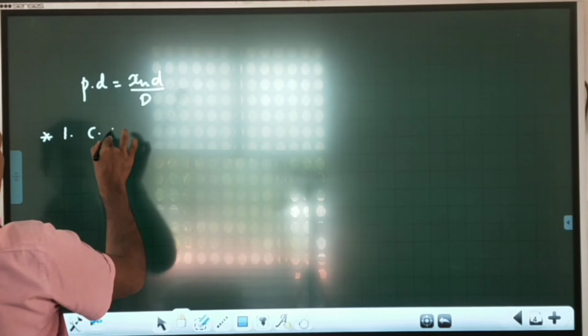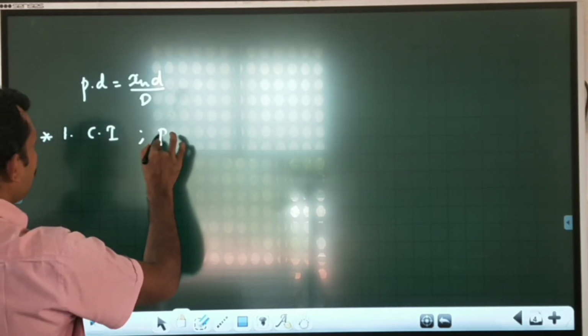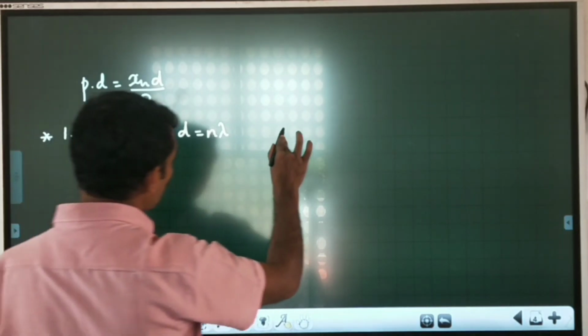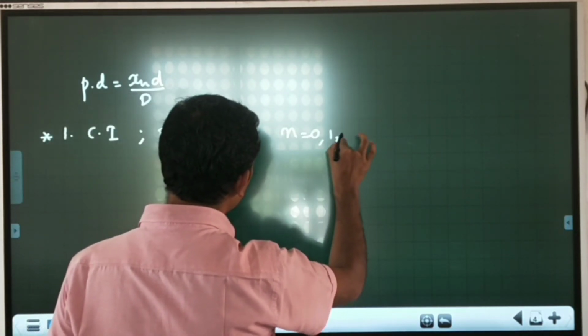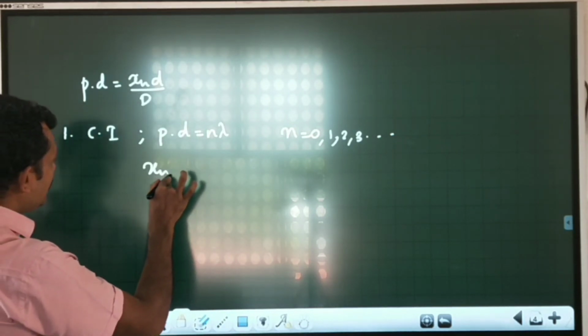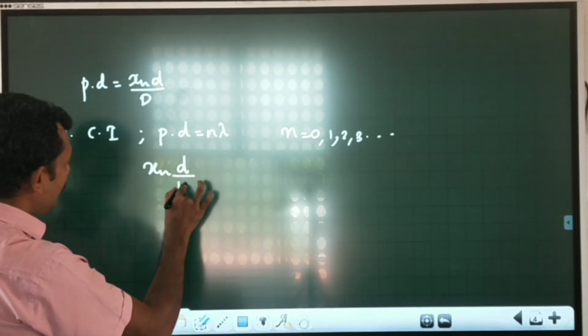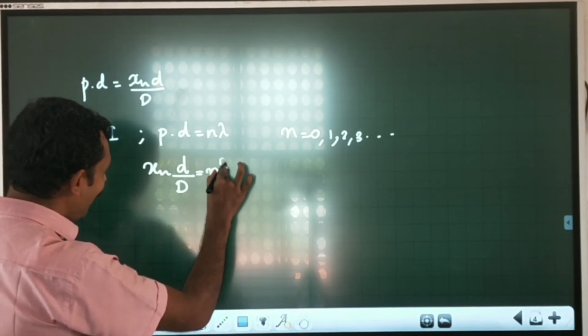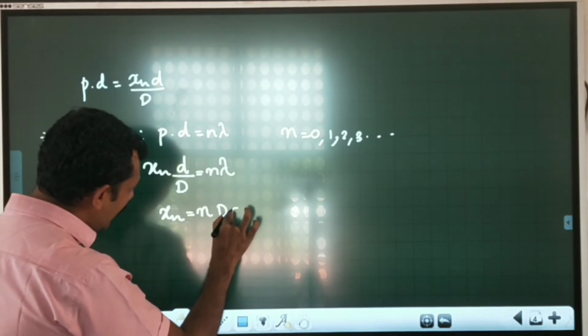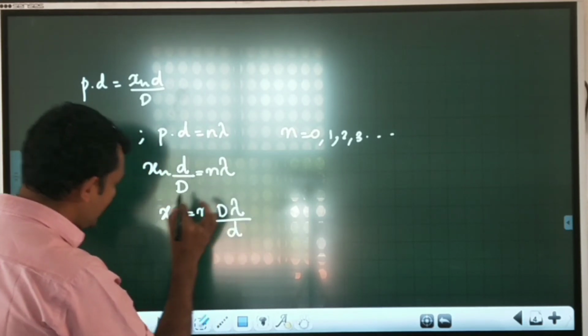So let us take the first condition, that is for constructive interference. Path difference required is n lambda, right? Where n is equal to 0, 1, 2, 3, etc. Order of the interference bands. That means xn into small d divided by capital D is equal to n lambda, or xn is equal to n into capital D lambda divided by small d.